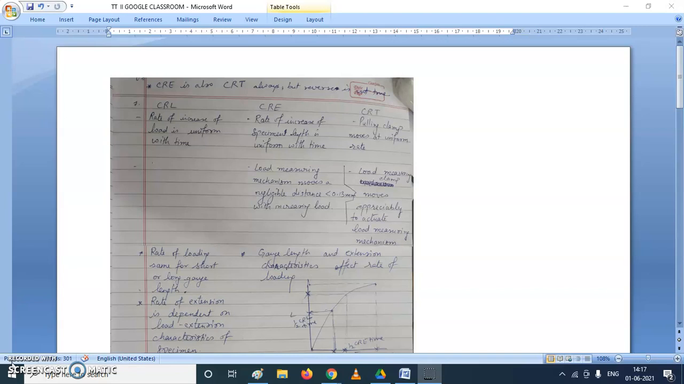But when the load measuring clamp moves appreciably to actuate the load measuring mechanism, then that instrument comes under the category of CRT. What is CRT? CRT is constant rate of traverse. That means we are moving the lower jaw at a uniform rate, but the extension produced in the specimen will depend upon the characteristic of the specimen.